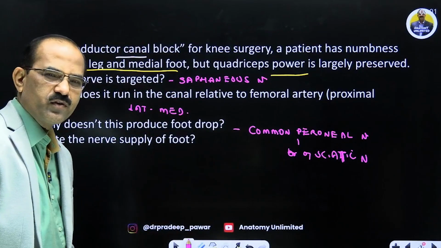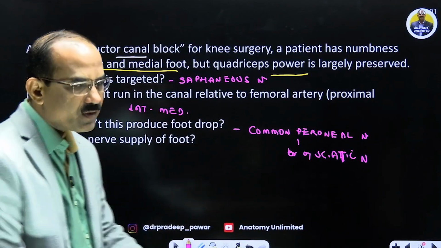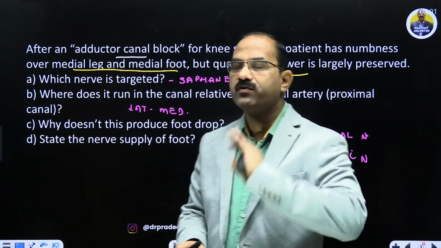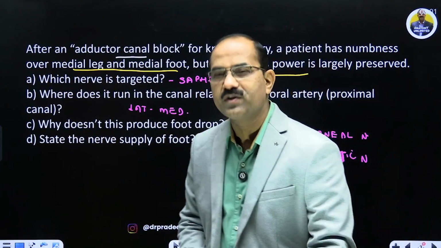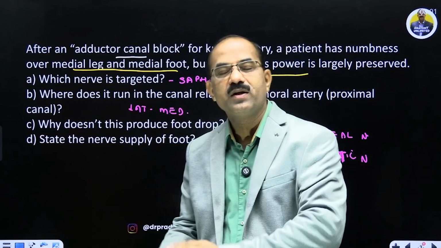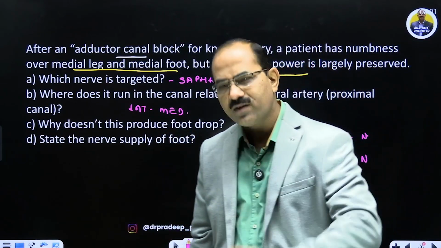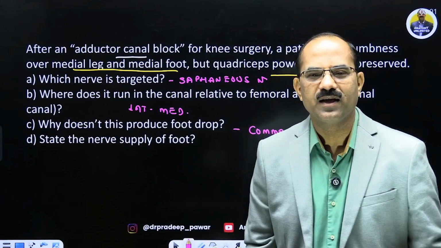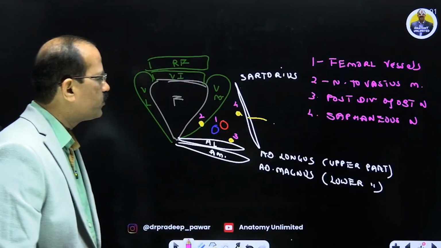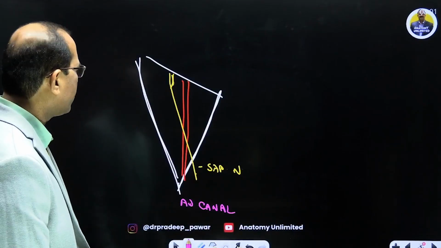State the nerve supply of the foot. I'll tell you this. Children, clear? So numbness along the medial aspect of the leg and the foot: the nerve involved is the saphenous nerve. It's a branch of the posterior division of the femoral nerve. It crosses the femoral artery from the lateral to the medial side in the femoral triangle and the adductor canal. Okay, the nerve supply of the foot, let me state the plantar aspect of the foot. The nerve supply of the plantar aspect of the foot.